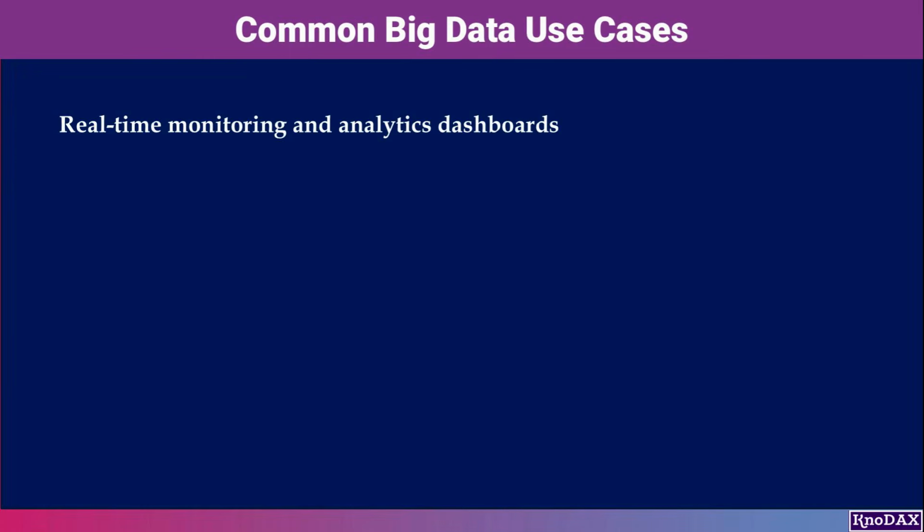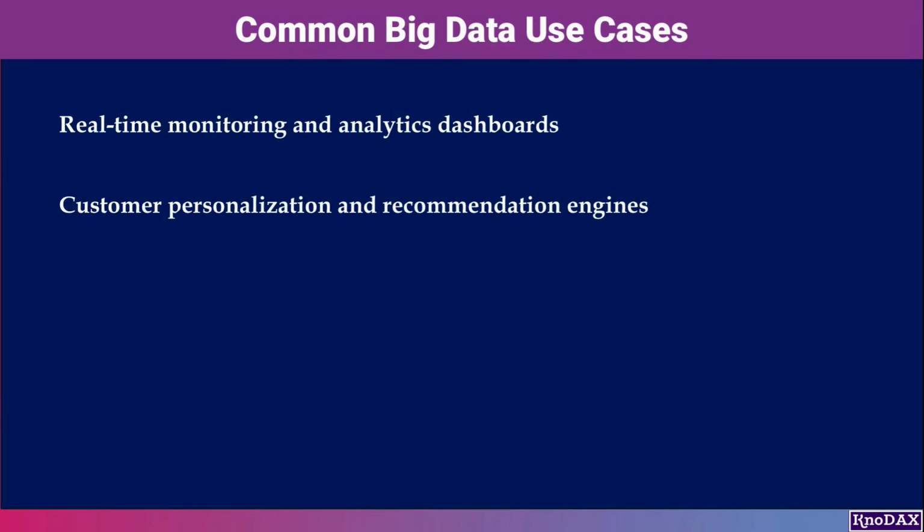Now that we've compared traditional and big data systems, it becomes much clearer why organizations invest heavily in modern data platforms. These capabilities unlock a wide range of high-impact use cases. One of the most common is real-time monitoring and analytics dashboards, where businesses track system health, operations, and customer activity with just a few seconds of delay. Another major use case is customer personalization and recommendation engines. These systems analyze large amounts of behavioral data to deliver tailored product suggestions, personalized content, and targeted experiences.